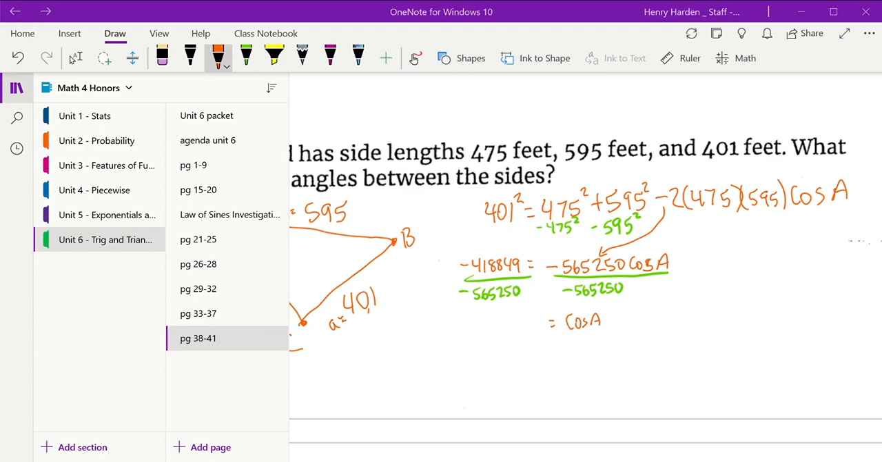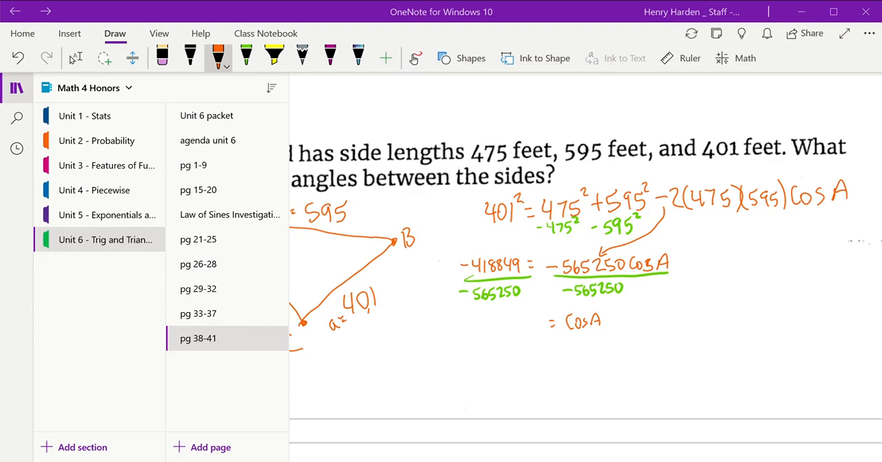Now, I know some of you are worried about this piece up here. You could just put the negative on the 2, just so you don't forget it. It's the same thing. But now we're going to do negative 418849 divided by negative 565250.